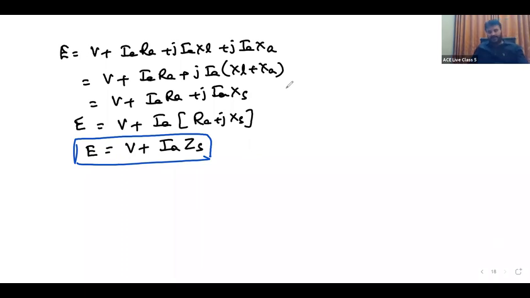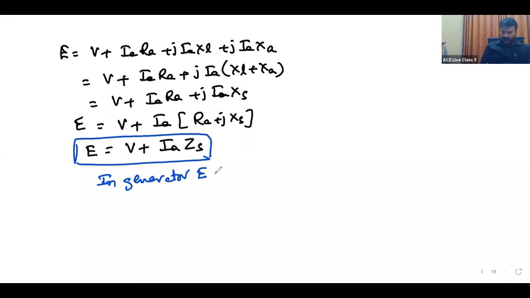And one more point here is that in a generator, E leads V. E always leads V. E leads V by the angle delta. In a generator, E leads V.